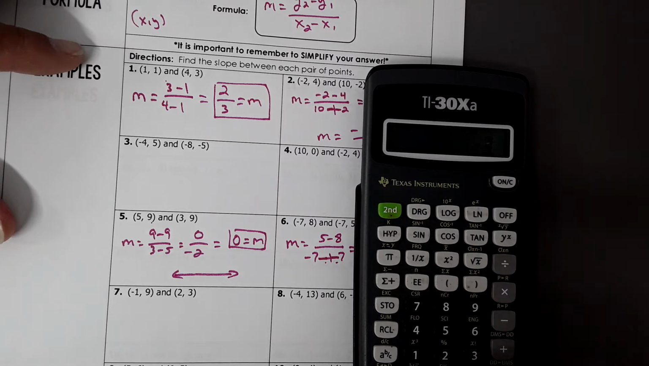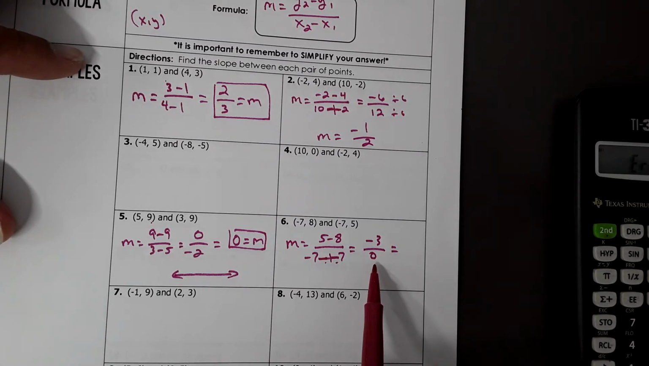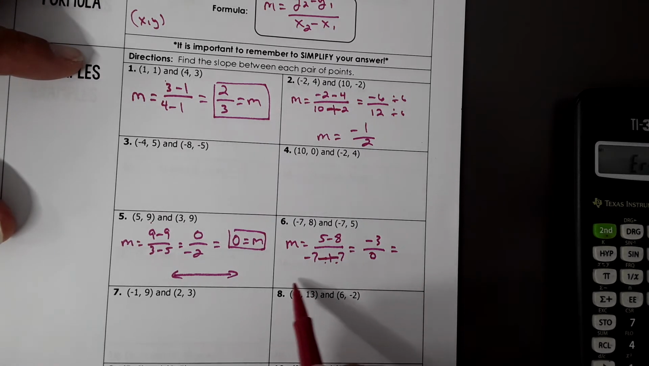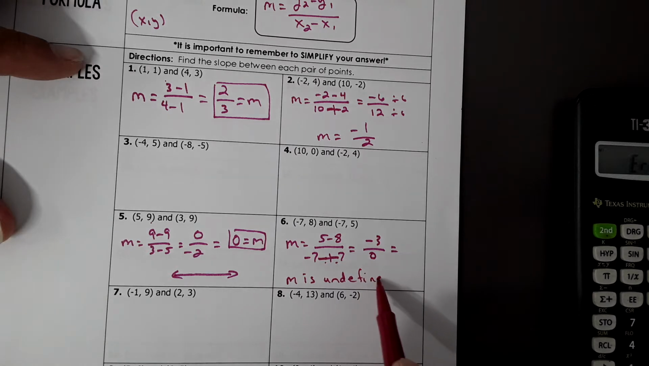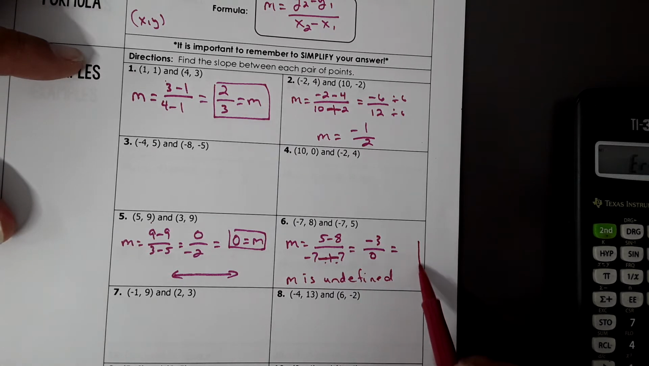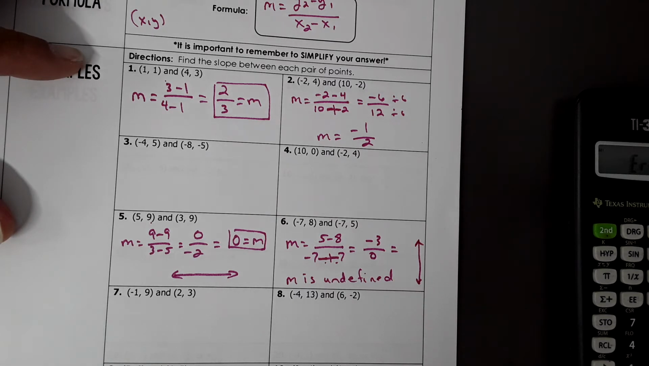Negative 3 divided by 0. It gives me an error message. Do you know why? Because division by 0 is not possible. So if it's not possible, what does that mean? Well, it means that the slope in this case is undefined, which means that this must be a vertical line. So if the slope is 0, it's a horizontal line. If the slope is undefined, it's a vertical line.